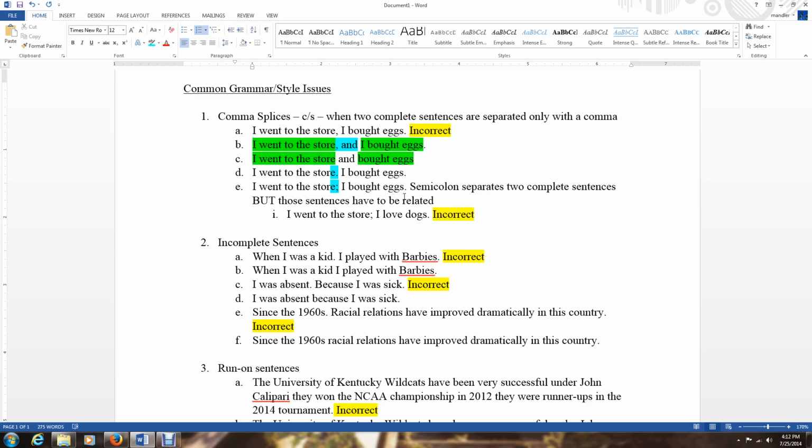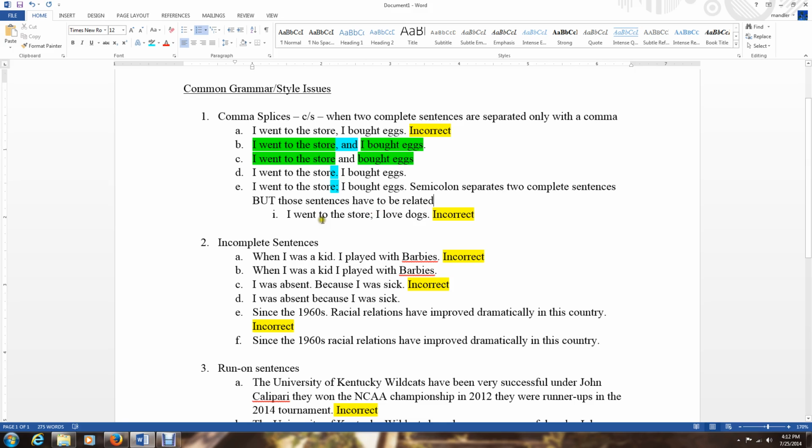I bought eggs at the store. "I went to the store; I love dogs" would be incorrect, because unless it was "I went to the pet store," it wouldn't make any sense to follow "I went to the store" with "I love dogs." So that's why it would not be appropriate to use a semicolon in this situation.